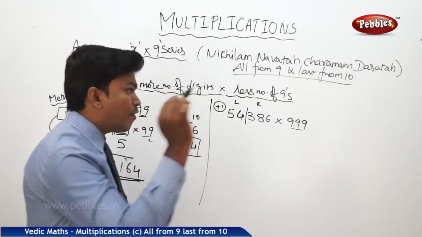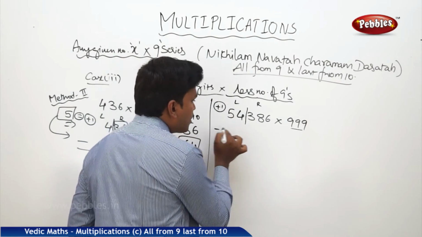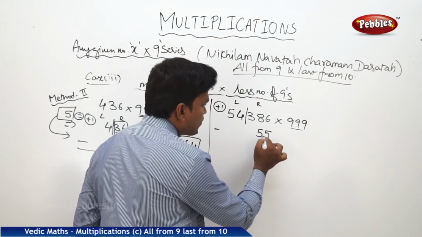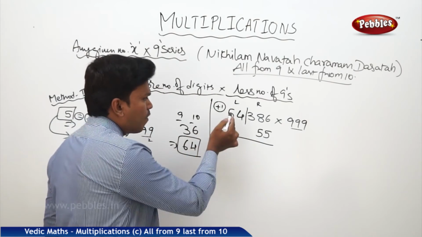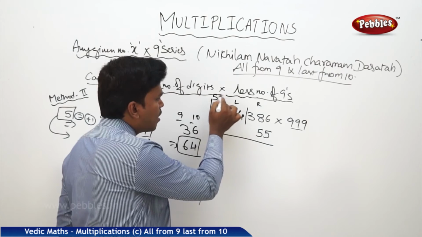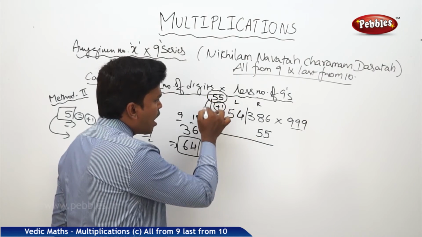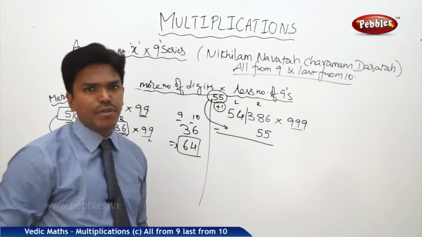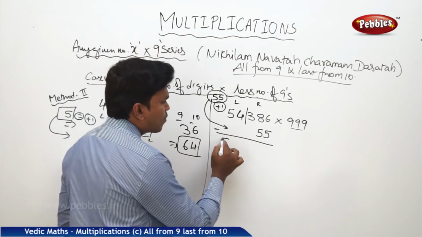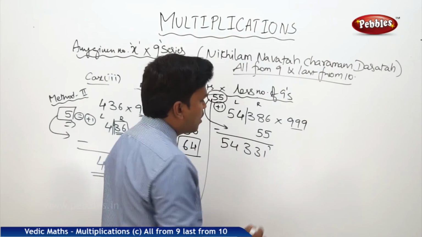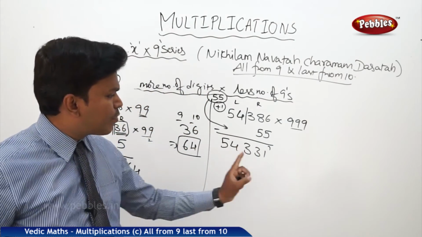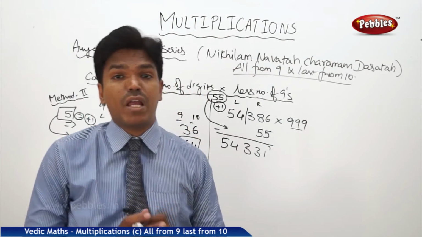55. So that 55 should be subtracted from the total number. After adding 1 to the 54, I am going to get 55. So this 55 I have to subtract from the total number. So how much will we get? 5, 4, 3, 3, 1. This is the left side part of my answer.